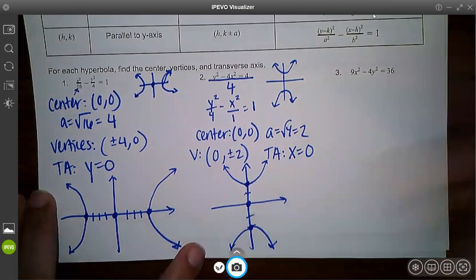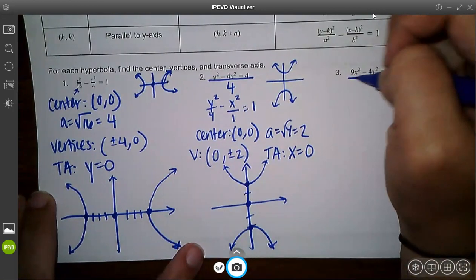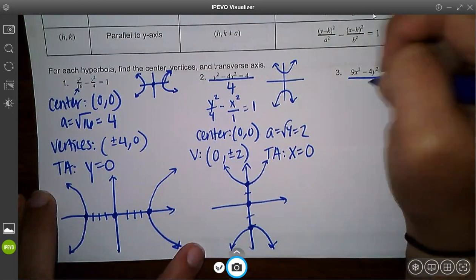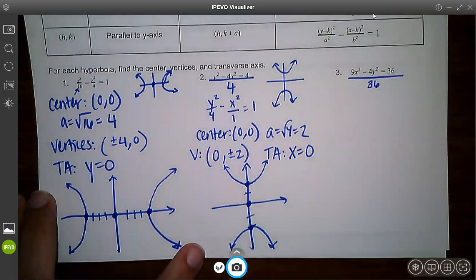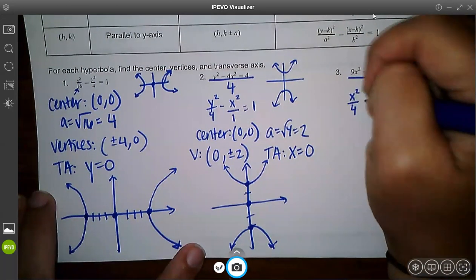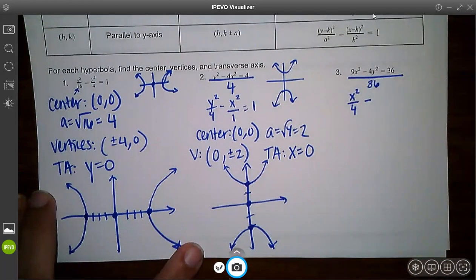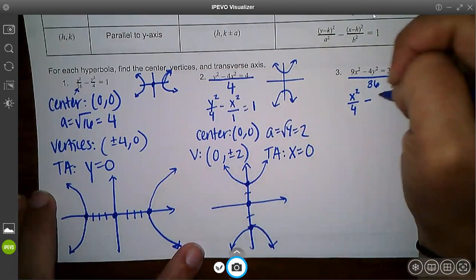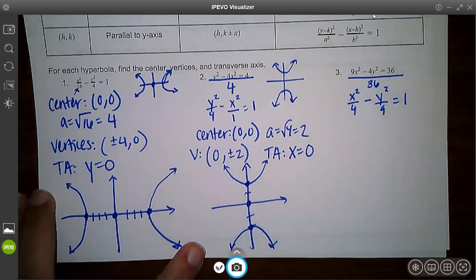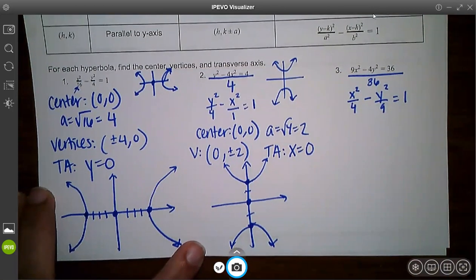And then the last one. I need it to say equals 1, so I'm going to divide both sides by 36. I will simplify that fraction. 9 divided by 36 is 1/4, so I'll have x squared over 4. 4 divided by 36 is 1/9, so I have y squared over 9 equals 1. Remember, your bigger one is the positive one.